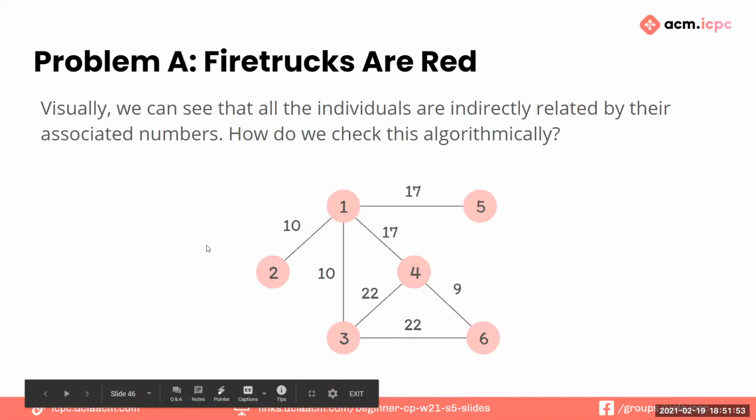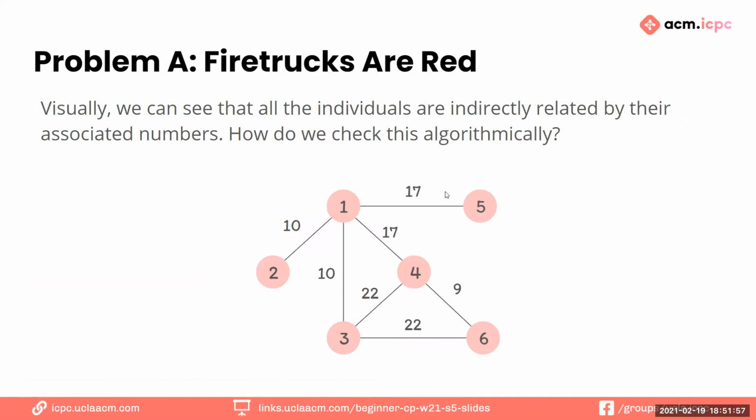And so visually, we can see that all the individuals are directly related by their associated numbers. So there's not one individual that's not a part of this giant relation. But how do we check this algorithmically?